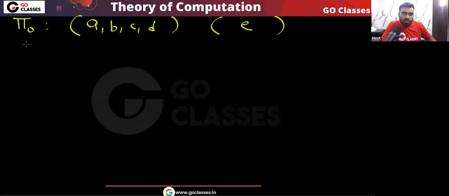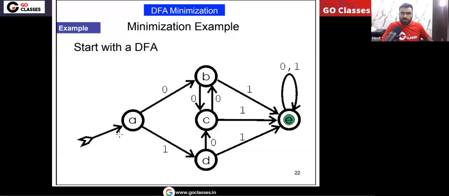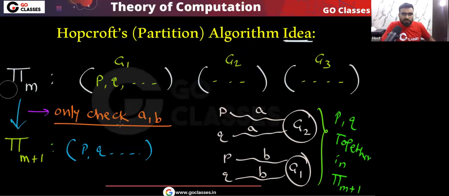So from pi 0, we will go to pi 1. And I told you that if you want to go to pi 1, then you only have to check the alphabet, sigma. And what is your sigma in this question? Sigma is 0 comma 1. You only have to check sigma. I told you that when you are going from pi m to pi m plus 1, you only have to check the sigma.